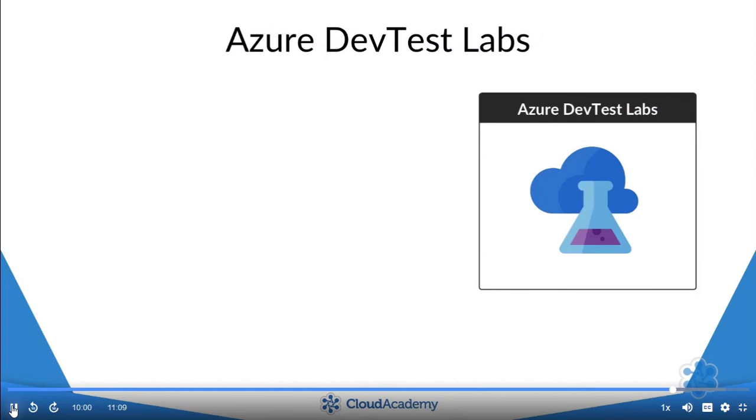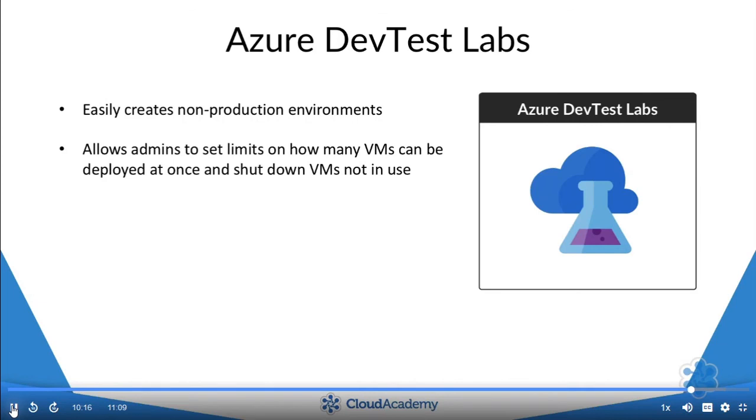Another use case is providing VMs for software development and testing. Azure Dev Test Labs, which is a subset of Azure Lab Services, makes it easy to spin up non-production environments. You could do this with ARM templates, of course, but Dev Test Labs gives you some extra capabilities, such as allowing administrators to control costs by setting limits on how many VMs can be deployed at once, and ensuring that VMs are shut down when they're not in use.